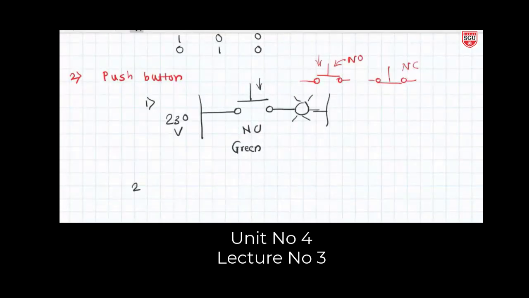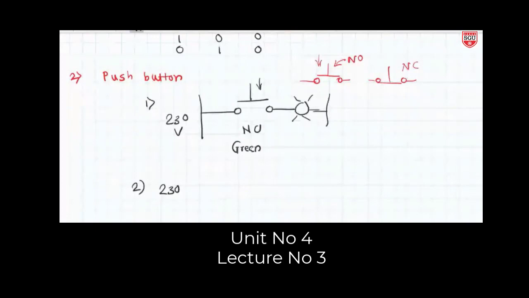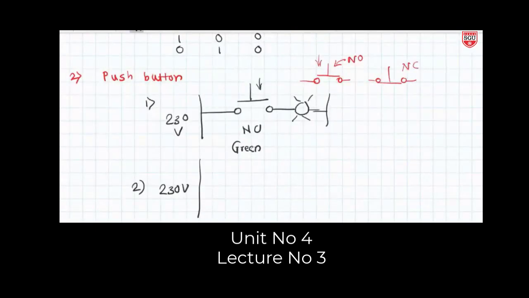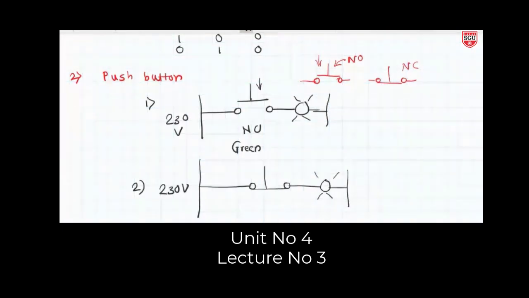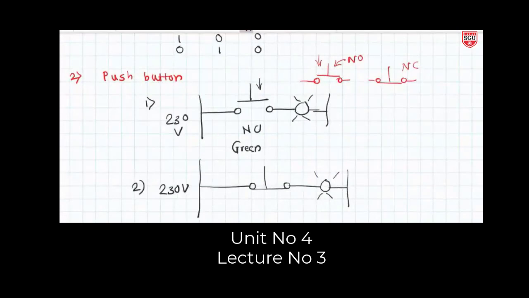And if we consider a similar problem in a different way, where the 230 volt supply is there. From the line diagram, tell me what is happening. So there is one push button. This is the condition. This is the bulb. This is the output. So which type of contact is this push button showing? This is the NC. Already it is shown.